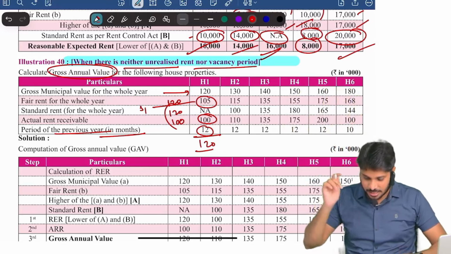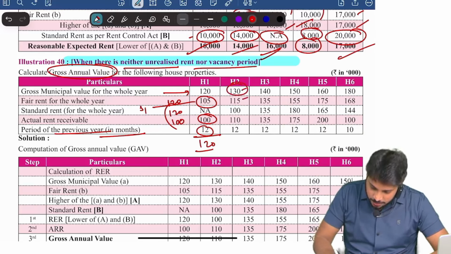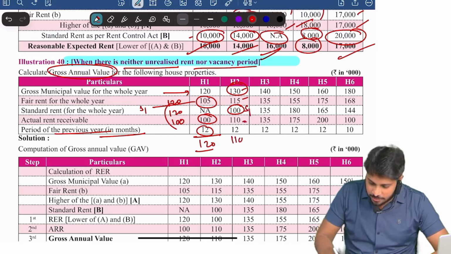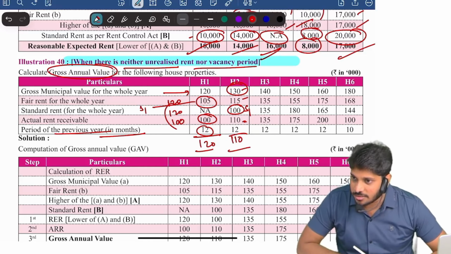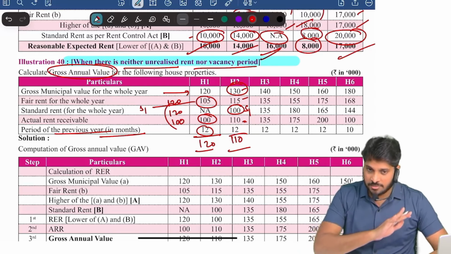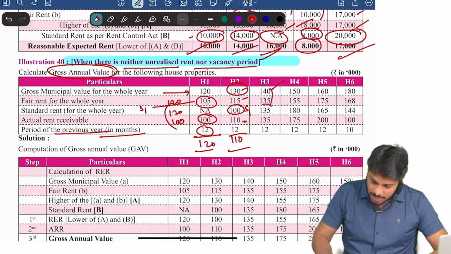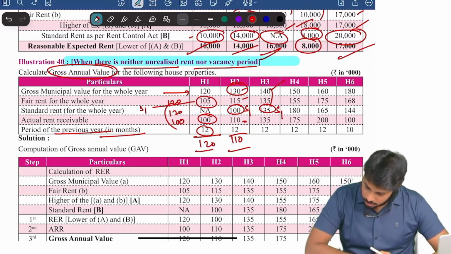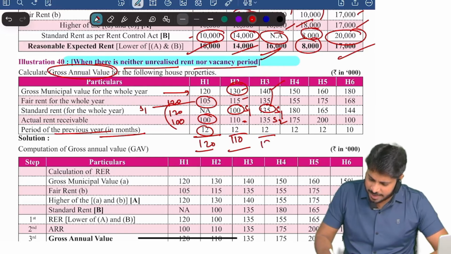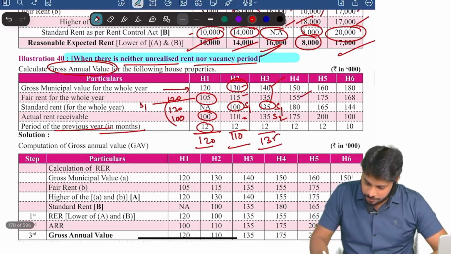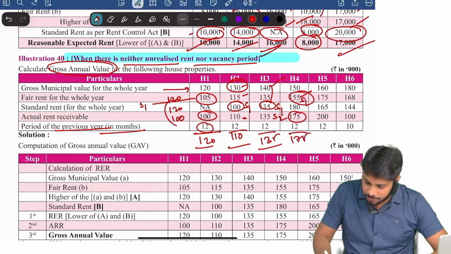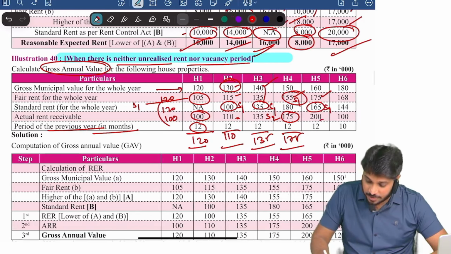Correct? That's it. Now here 130 or 130, yes or no? Standard rent 100, therefore step number 1 is 100. Now actual receivable 110, therefore gross annual value is 110, whichever is higher. Next, if you don't have grip on this, you will not understand it. Next, 140 or 135, 140, standard rent 135, therefore step number 1 comes to 135. Actual rent step number 2 is also 135, therefore answer is 135. Then 155, but standard rent 180, therefore step number 1 is 155. Actual rent 175, therefore 175. Yes or no? Now here 175, restriction is step number 1 165, actual rent 200.